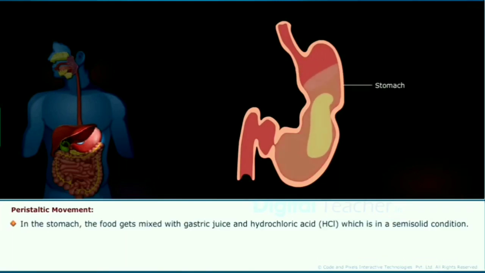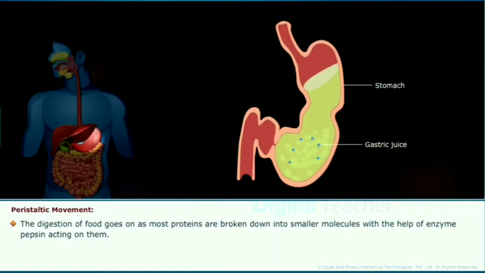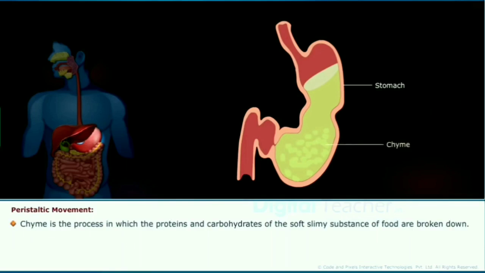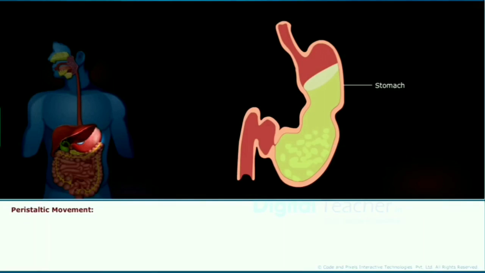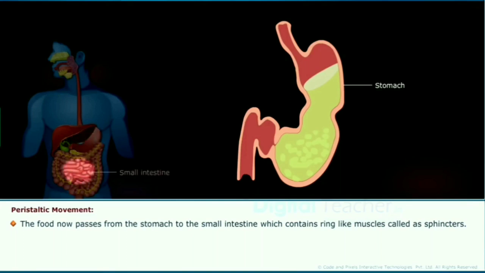In the stomach, the food gets mixed with gastric juice and HCl, and is in a semi-solid condition. The digestion of food goes on as most proteins are broken down into smaller molecules with the help of the enzyme pepsin acting on them. Chyme is the soft, slimy substance formed when the proteins and carbohydrates of the food are broken down. The food now passes from the stomach to the small intestine, which contains ring-like muscles called sphincters.